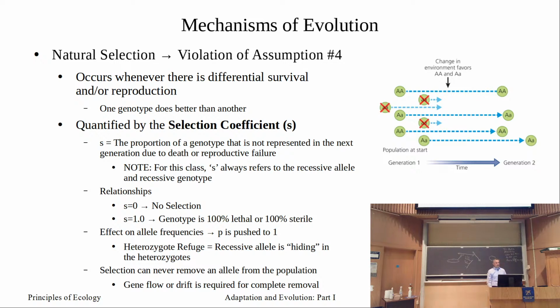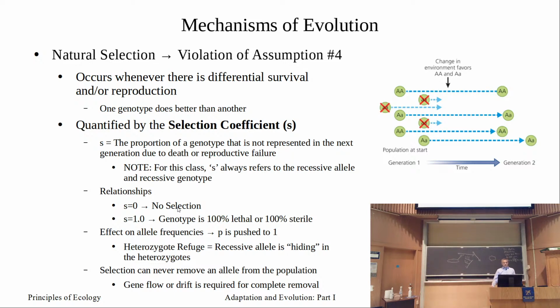All right, so if we have a selection coefficient of 0, we have no selection. 0% of our individuals get removed. They all are there to randomly reproduce and get to our next generation. If we have a selection coefficient of 1, it means we're working with a genotype that is 100% lethal or 100% sterile. They either can't survive to reproduce, or they survive to reproduce, but they just can't reproduce. They're sterile. All right, so those are our relationships. If it's 0, it's no selection. If it's 1, we're 100% lethal.